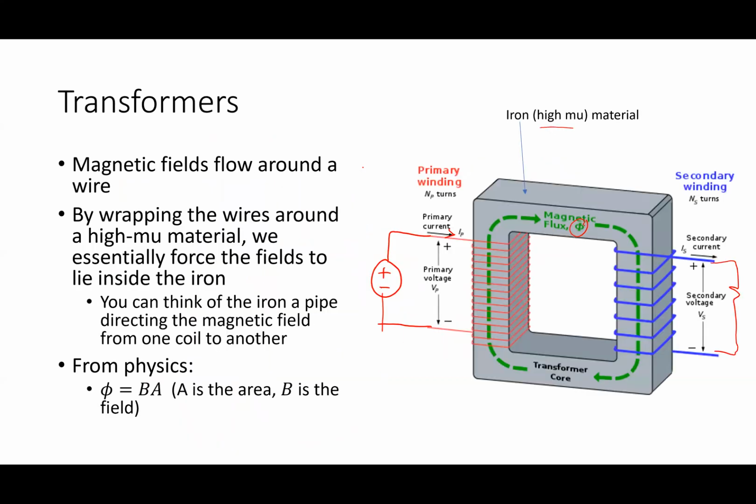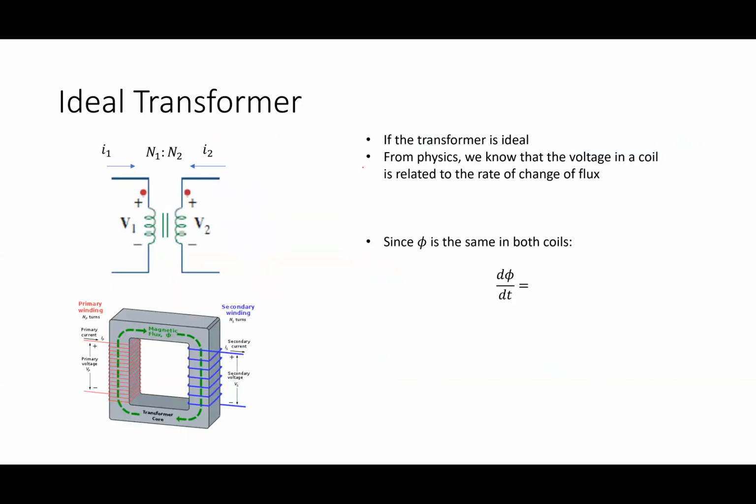So let me look at it specifically from this picture. There's a magnetic flux in here. And magnetic flux, I said, is how much field. So we usually write that as B times A.